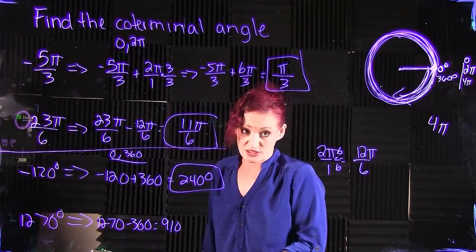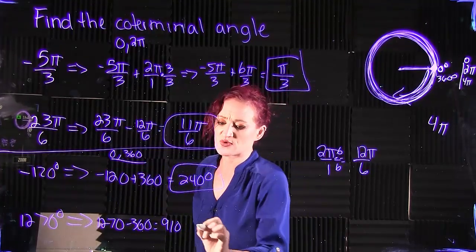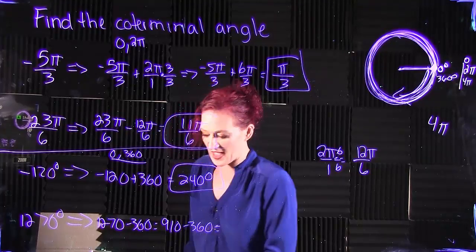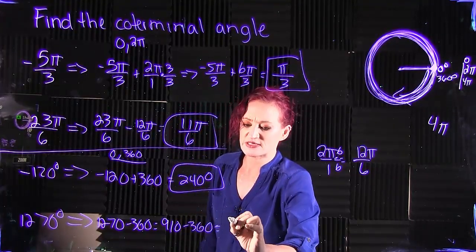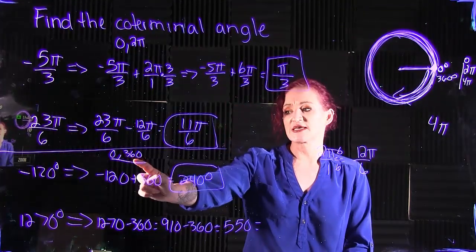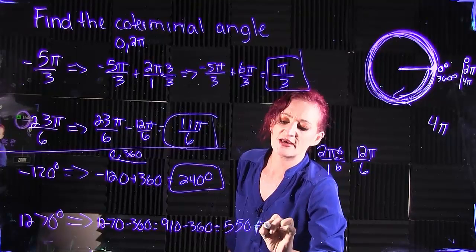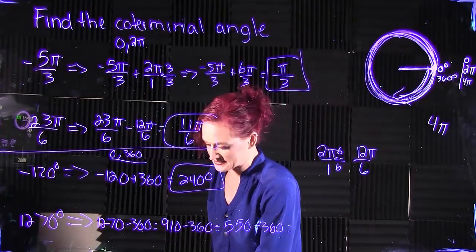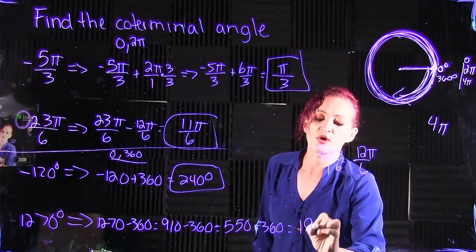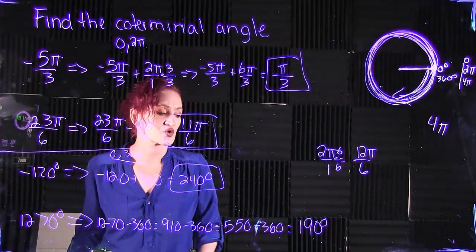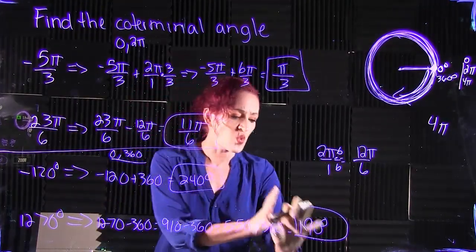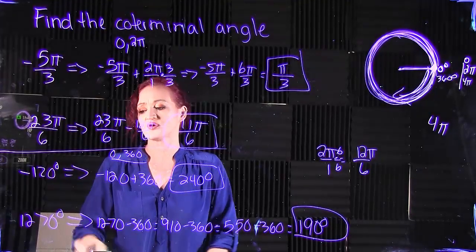That is still too large. Again, we want it between 0 and 360. Go ahead and subtract another 360 from that. If we subtract another 360 from that, we are left at 550 degrees, which again is still large. So let's go ahead and subtract another 360 from that. And if we subtract one more 360, we are left at 190 degrees. 190 degrees is within our parameters, so 190 is the coterminal angle to 1270.